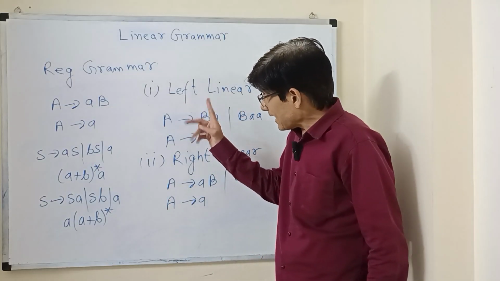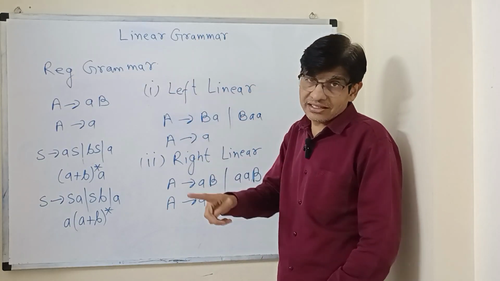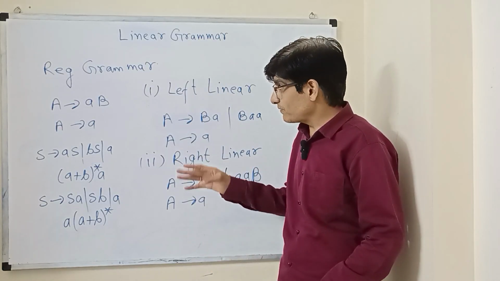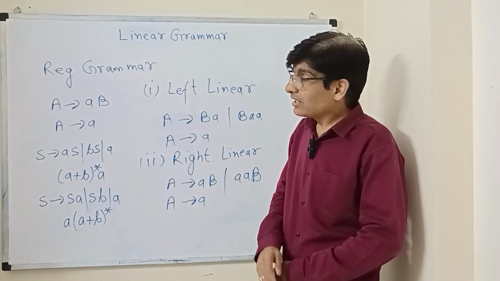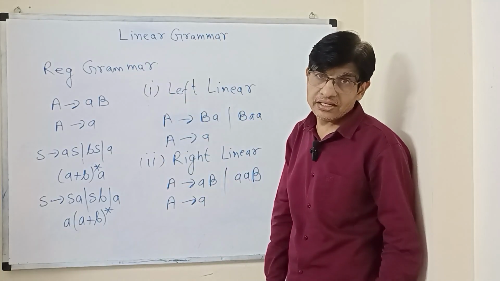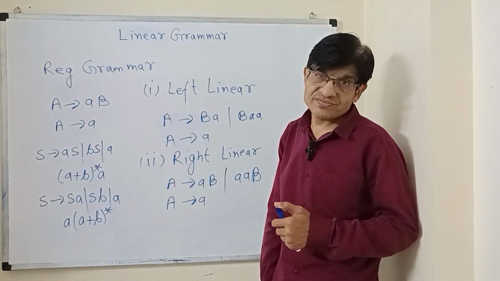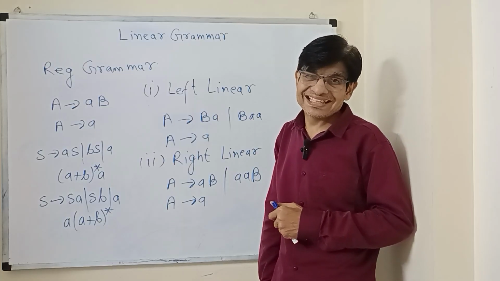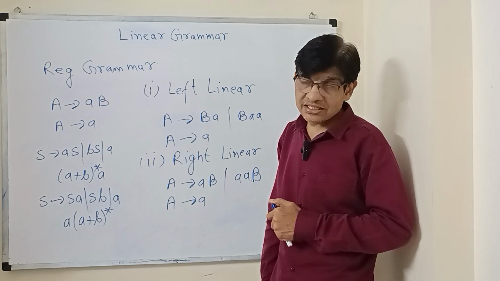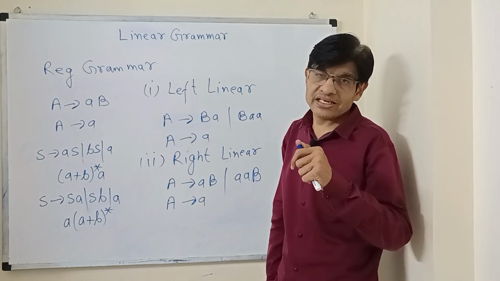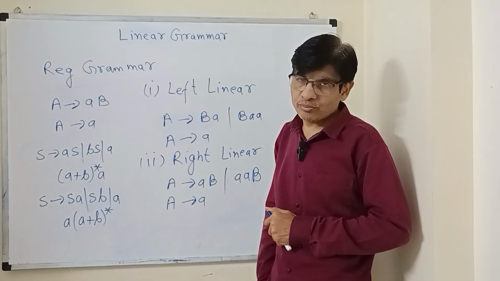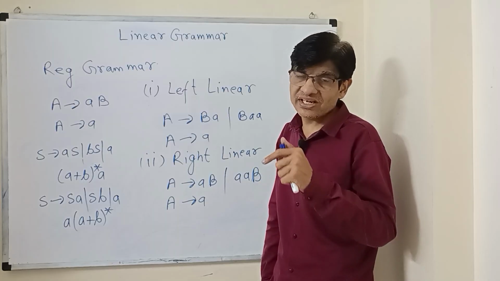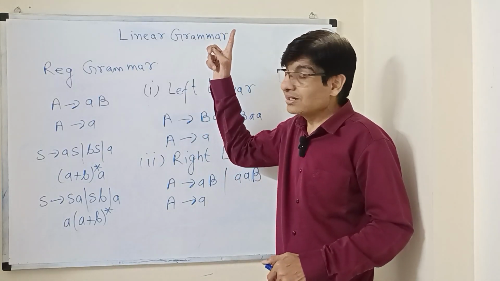Now, as I told you, linear grammar is one form of regular grammar, and regular grammar generates regular languages. So the language generated by any linear grammar would always be regular, and if it is a regular language, then definitely we can create a regular expression for it, and we can create a finite automata for it. That finite automata may be an NFA, maybe an NFA with epsilon move, maybe a DFA. So any finite automata we can create for linear grammar.